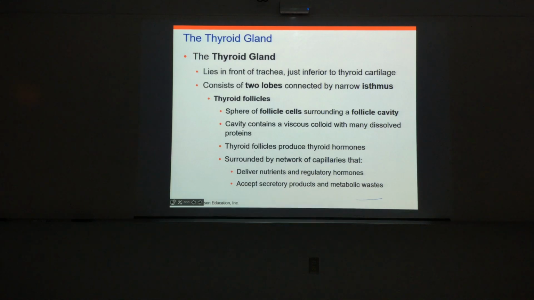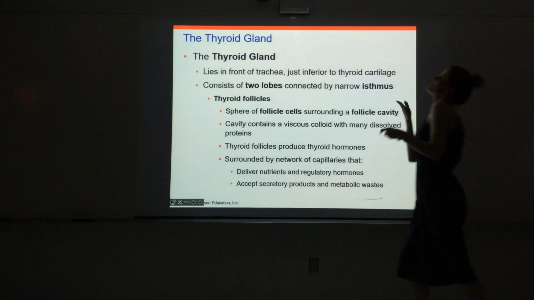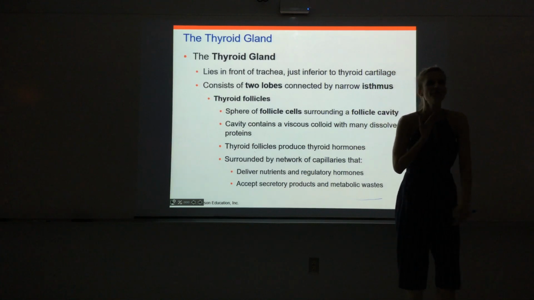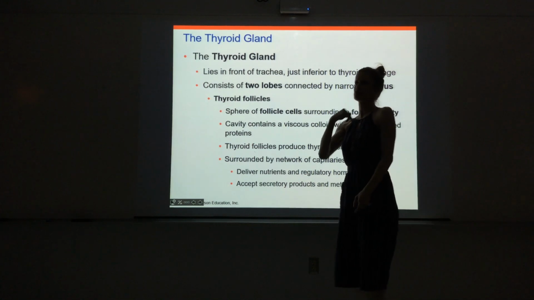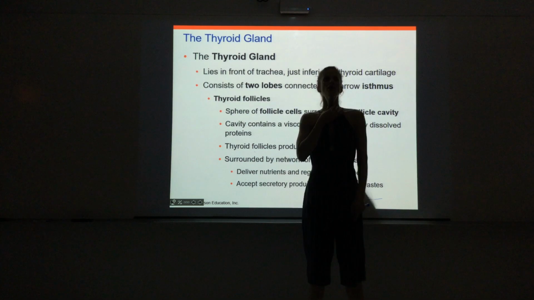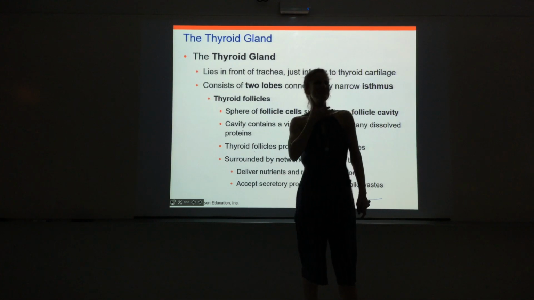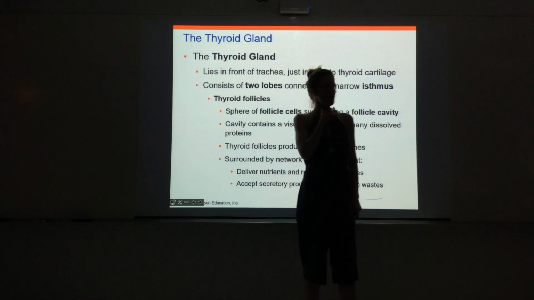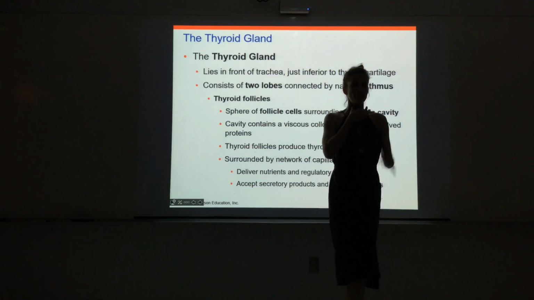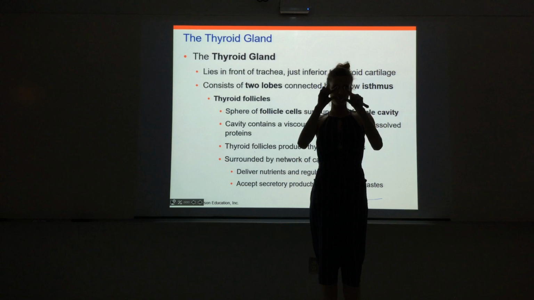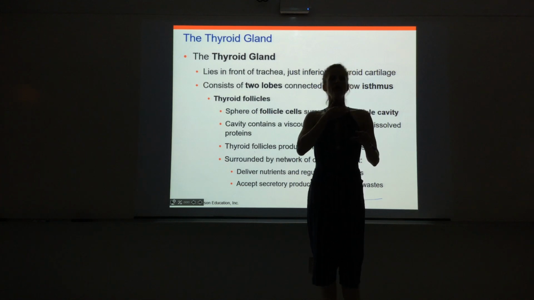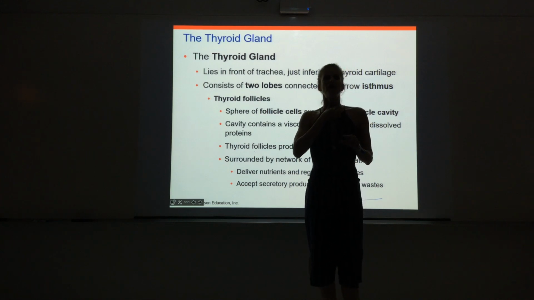Okay, so the thyroid gland. The thyroid gland lies in front of the trachea. Remember, going down the respiratory tract, you have your pharynx or your throat. You go into your larynx. And remember, right in the front of your larynx or voice box, you have that large thyroid cartilage. Just below that, you have your thyroid gland.